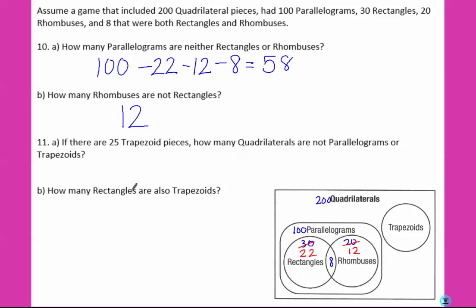If there are 25 trapezoid pieces, how many quadrilaterals are not parallelograms or trapezoids? Well, of the 200 quadrilaterals, we don't want parallelograms and we don't want trapezoids, so there are 75 pieces. How many rectangles are also trapezoids? These circles don't overlap, so there are 0.